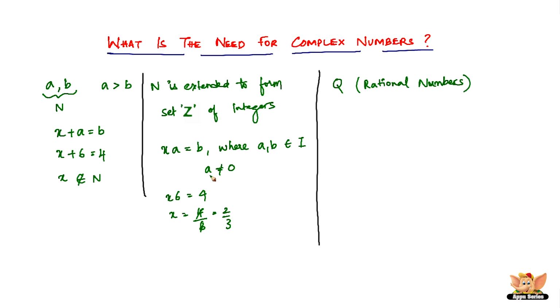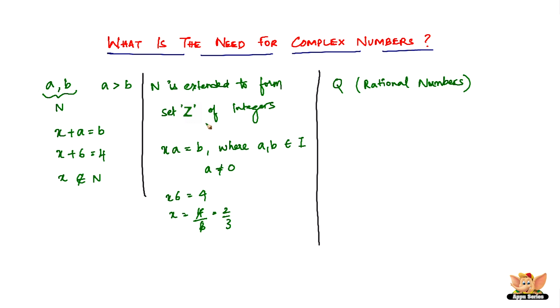So when the set of integers was extended to obtain the set of rational numbers, denoted by Q, all the equations of the form xa equal to b, where a is not equal to 0, could be solved uniquely, where a, b belong to integers. Alright, so first we start off with natural numbers. We cannot solve this equation in natural numbers. So the natural numbers are extended to form the set Z of integers, where this equation can be solved.